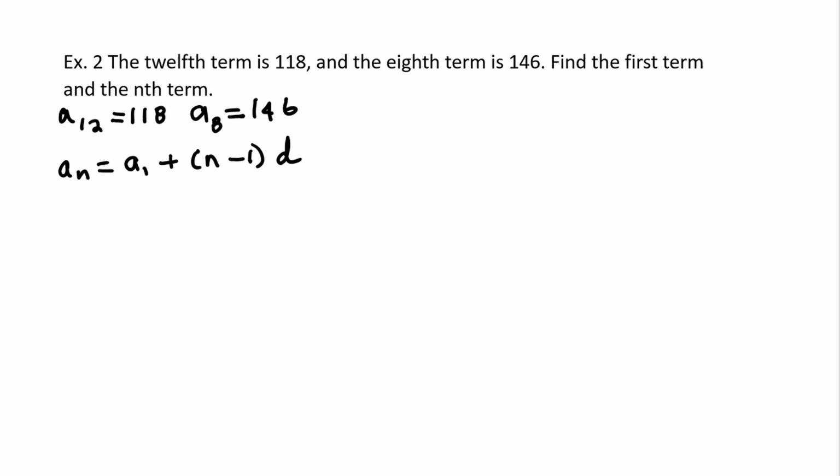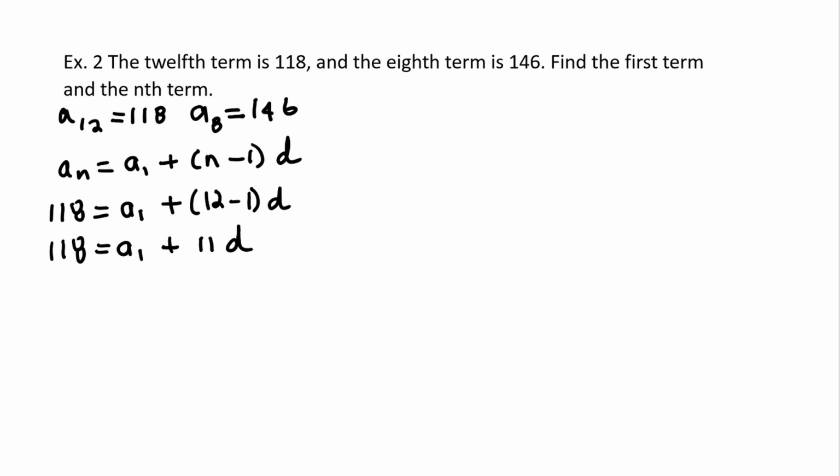So I'll start with a sub 12 equals 118. The 12th term is 118. Don't know the first term, so I'll leave that a sub 1. And then n, it's the 12th term minus 1 times d. So we'll get 118 is equal to a sub 1 plus 11 times d. A linear equation with 2 unknowns. Let's do this for the 8th term. The 8th term is equal to 146.